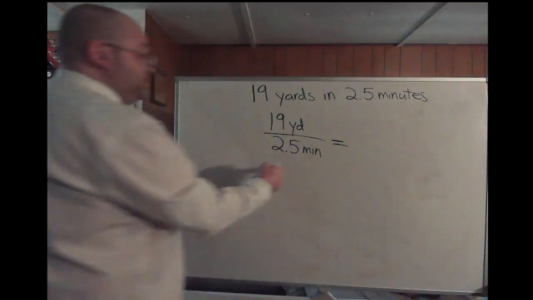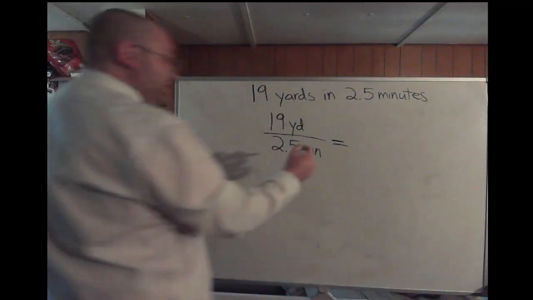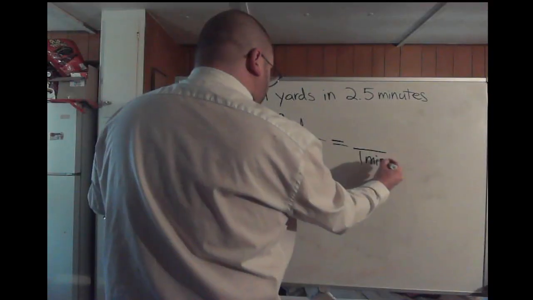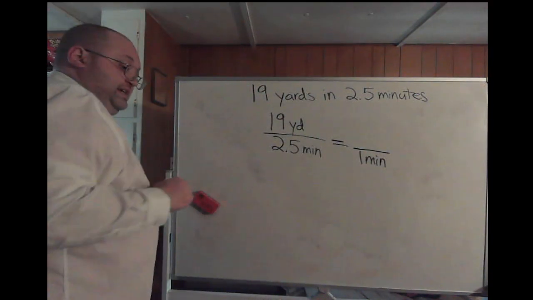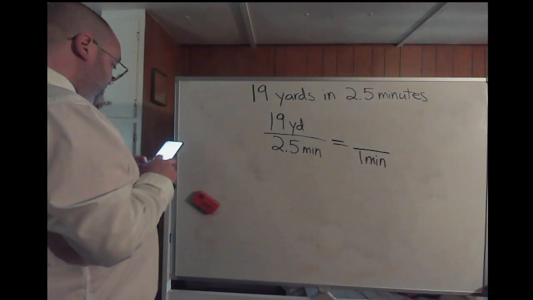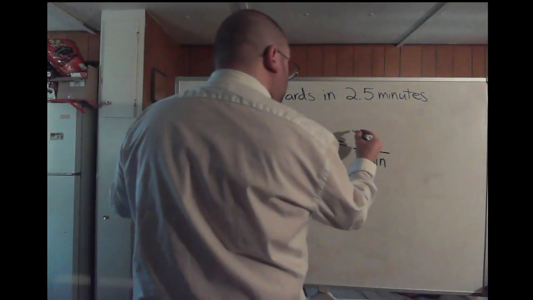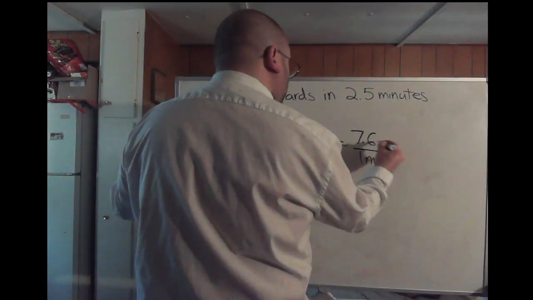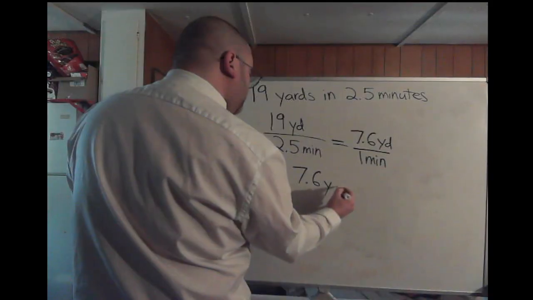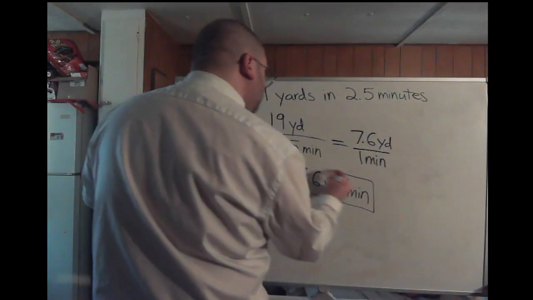In order to find that out, to get your unit rate, you're going to divide both numerator and denominator by 2.5. Divide 2.5 by 2.5, you get 1 minute. Now you just need to divide that 19 by 2.5. 19 divided by 2.5 comes to exactly 7.6. So it'll go 7.6 yards per minute. That's the rate it's going. That's the unit rate. 7.6 yards per minute.